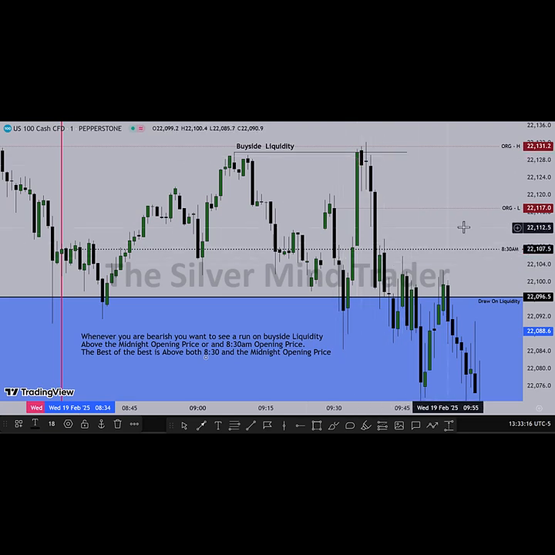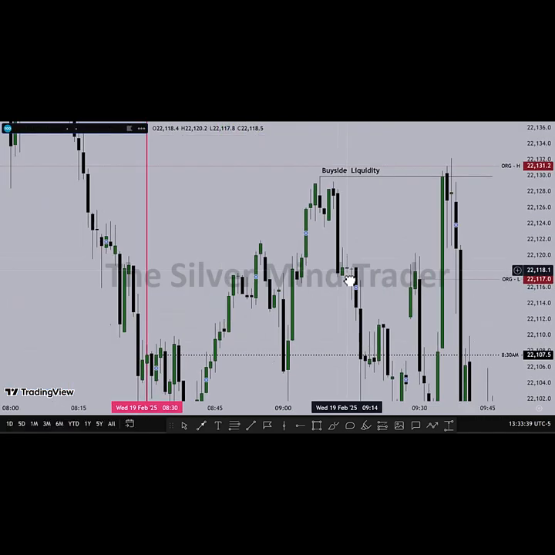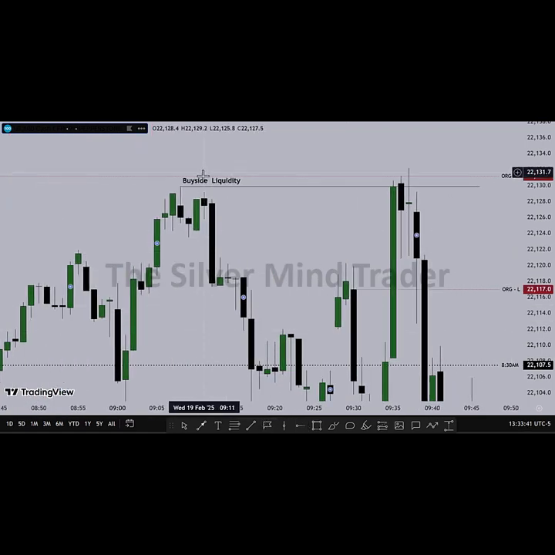Say for instance this is the midnight opening price and this is the 8:30 opening price. The best of the best is when you see price go over buy side liquidity just like it did here. As you can see, this is a short-term run on stops. This is a short-term high here. This high is slightly higher than this high, and this high is slightly lower than this high.